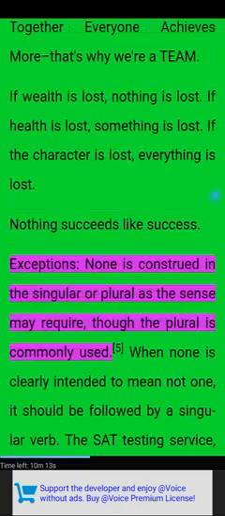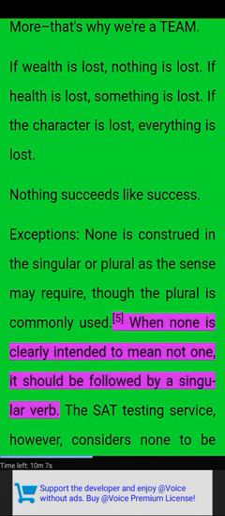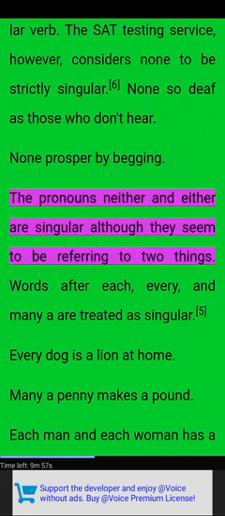Exceptions. None is construed in the singular or plural as the sense may require, though the plural is commonly used. When none is clearly intended to mean not one, it should be followed by a singular verb. The SAT testing service, however, considers none to be strictly singular. E.g. None so deaf as those who don't hear. None prosper by begging. The pronouns neither and either are singular, although they seem to be referring to two things.